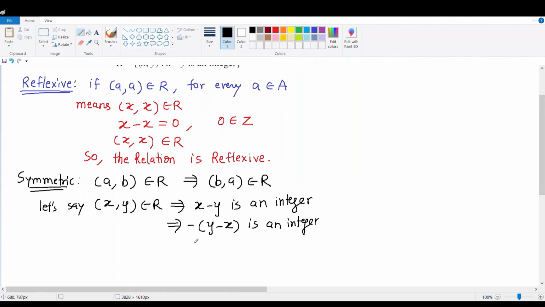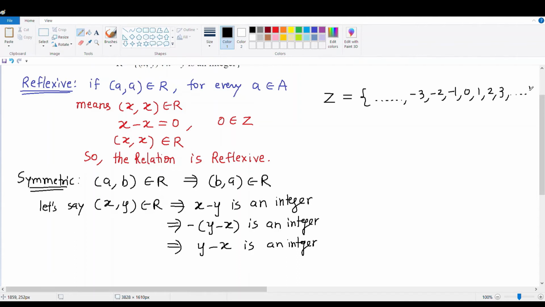Now, if negative of y minus x is an integer, that means y minus x is also an integer, right? Why? Our integer set looks like this: negative 3, negative 2, negative 1, 0, 1, 2, 3, and then keeps on going until infinity. So if you have negative 3 in this set, you have 3 in this set. If you have 1 in this set, then you have negative 1 in this set. So if negative of y minus x is an integer, then of course y minus x is also in that set Z.